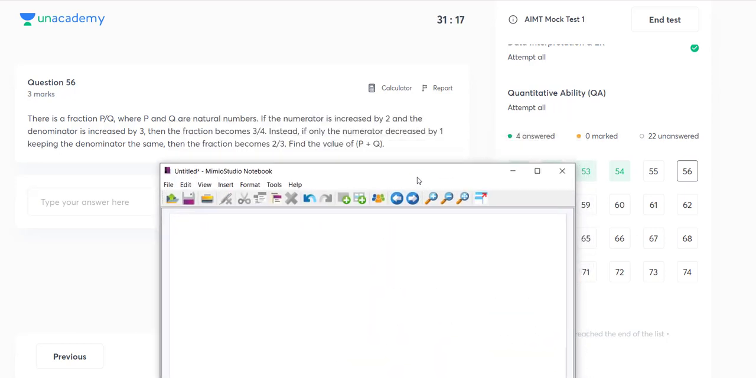Now let's try to solve this question. There is a fraction P divided by Q, where P and Q are natural numbers. If the numerator is increased by 2 and the denominator is increased by 3, the ratio becomes 3 divided by 4. If instead only the numerator is decreased by 1, keeping the denominator the same, the value of the fraction becomes 2 divided by 3.